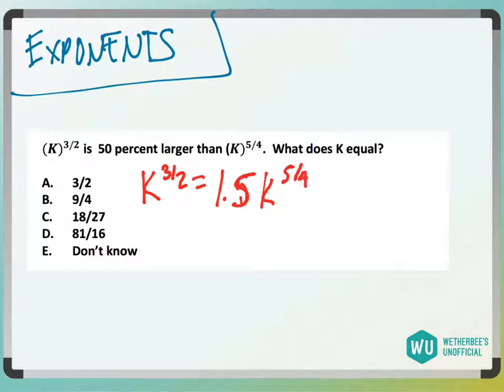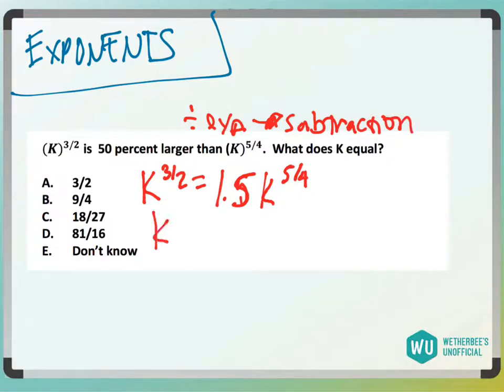Now, like any algebraic equation, I want to get all the variables to one side, right? So I want to get this K to the 5/4 to the other side, and to do that, I divide by K to the 5/4, right? But remember that when we divide exponents, it turns into subtraction, right? So that's really important here. So I would have K to the 3/2 minus 5/4, because if I divide those exponents, it's going to be subtraction, and that equals 1.5, right?